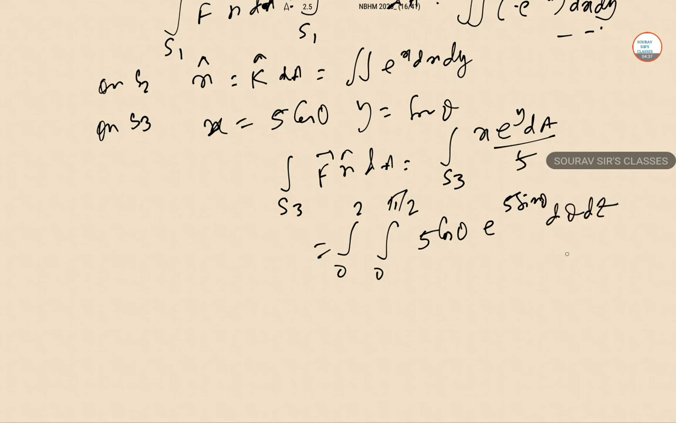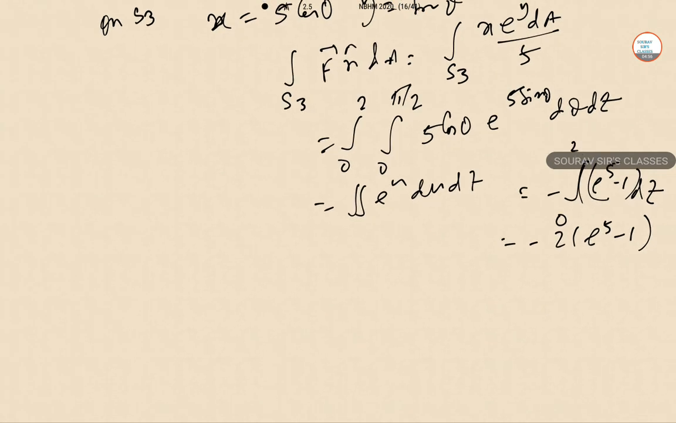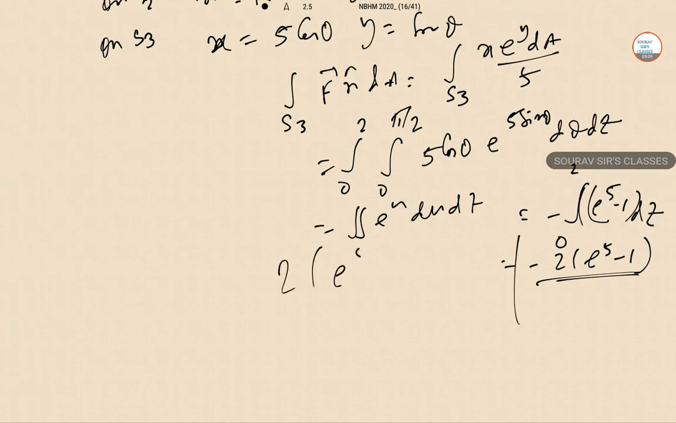So let 5 sin theta equal to u, so this is du. So double integration e to the power u du dz, and this will give you minus of the integral from 0 to 2 of e to the power 5 minus 1 dz. So minus 2 times e to the power 5 minus 1. So the surface integral is given by this. So the final value is minus 2 into e to the power 5 minus 1. So the absolute value of the surface integral, taking the modulus, is 2 into e to the power 5 minus 1. This is the answer.